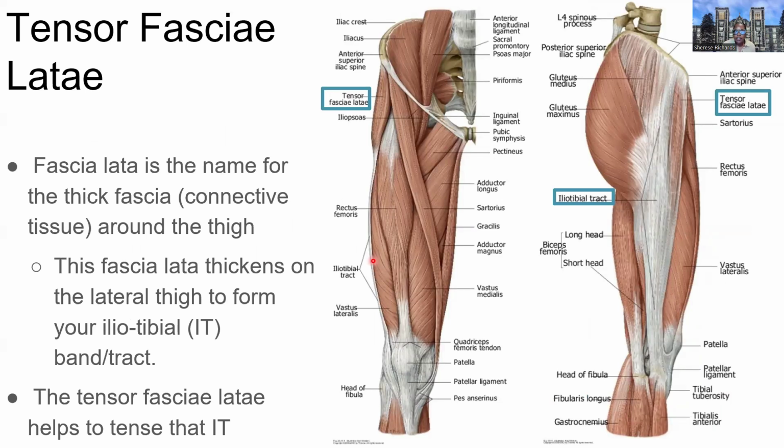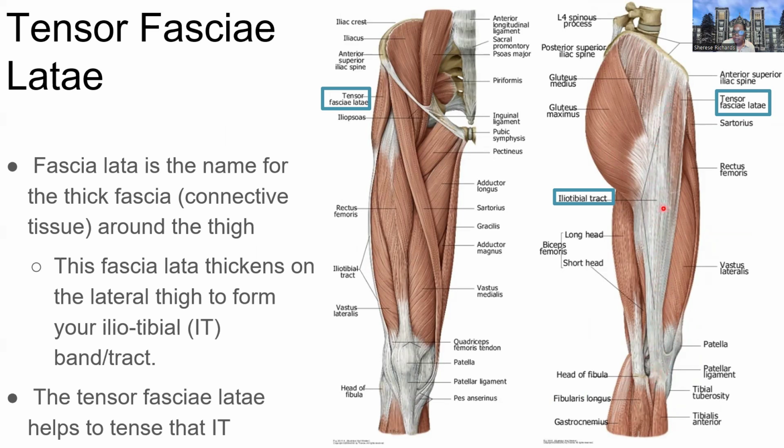Moving on to tensor fascia latae. Tensor fascia latae is a thick connective tissue band. It's mostly connective tissue and tendon. It's also called the iliotibial tract or the iliotibial band, or sometimes the IT band. It starts at the iliac crest and goes all the way down. Some of its fibers blend with the gluteus maximus, which is the large muscle of the gluteal region. Then it continues down like a band to insert on the lateral tibia.